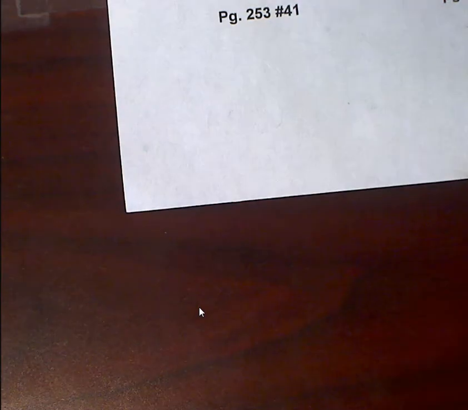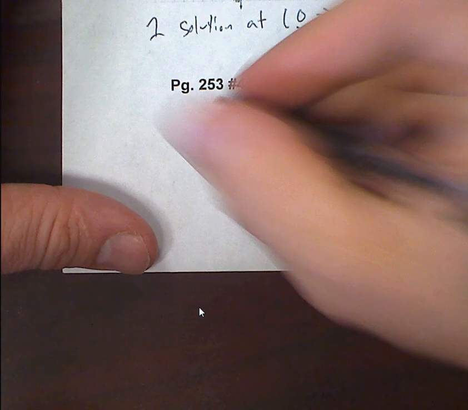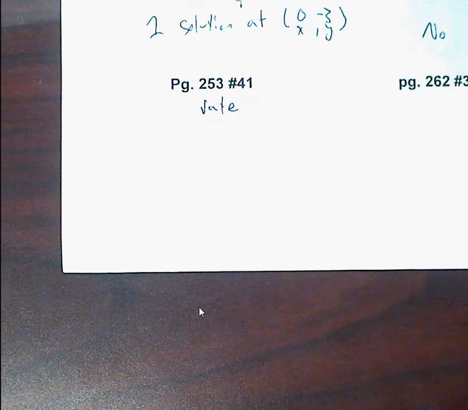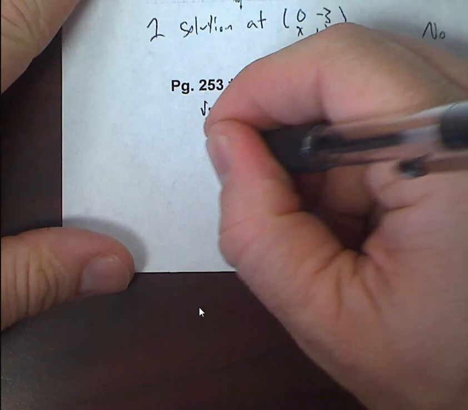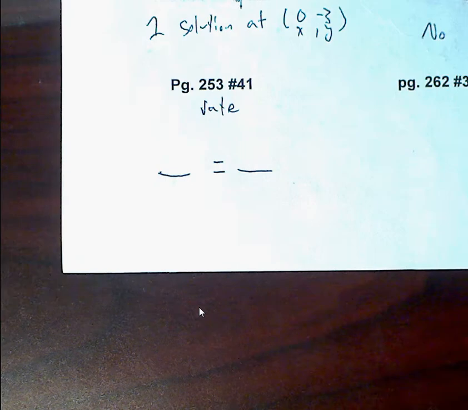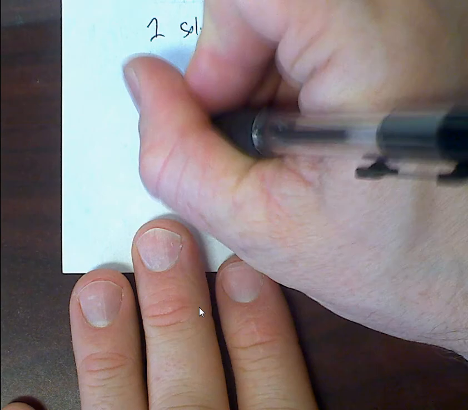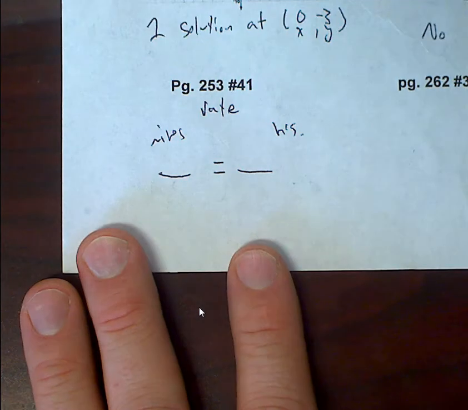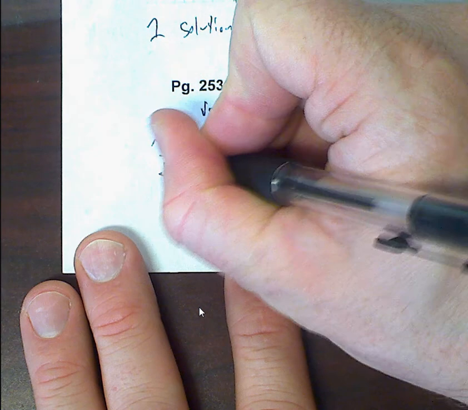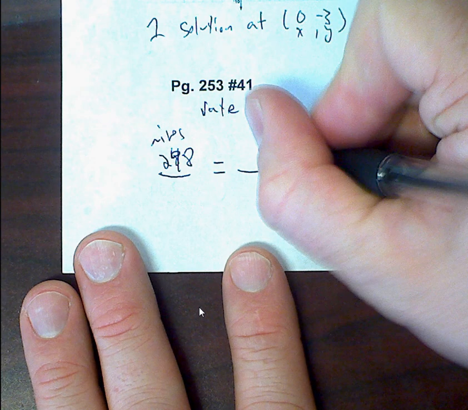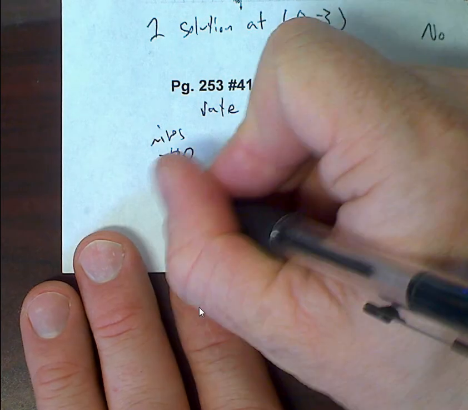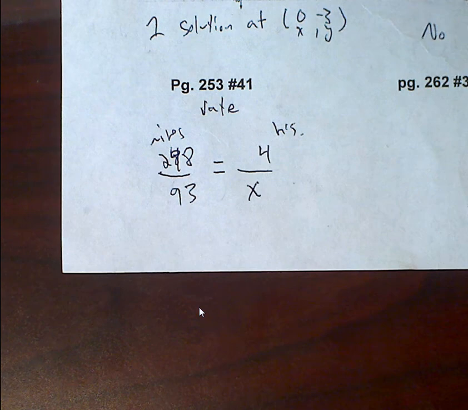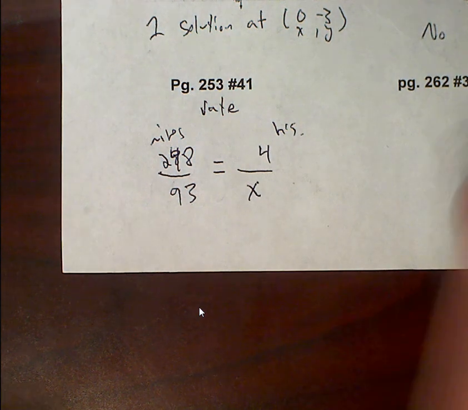So here we go. If this is a rate, I know that I have ratios. Two ratios make a proportion, so we're dealing with a proportion. The left side we could say miles, the right side we could say hours. So in 248 miles, she drove 4 hours. So how long will it take her to drive 93 miles?